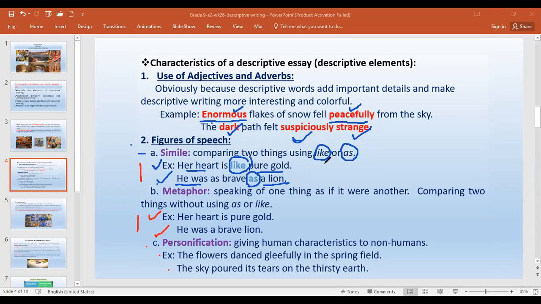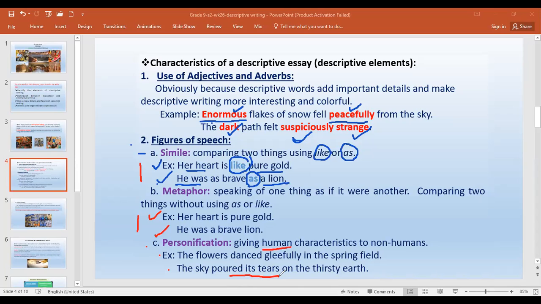Okay, why are those personification? The flowers danced gleefully in the spring field. Why is that a personification? Okay, can flowers dance? Do flowers dance? No. What are we comparing that to? What characteristic? Who dances? Human. Good. The sky poured its tears. Who cries? Does the sky cry? Human. Humans cry, so this is personification.